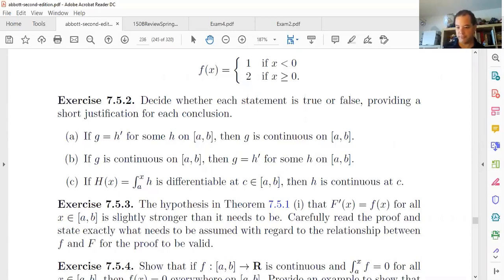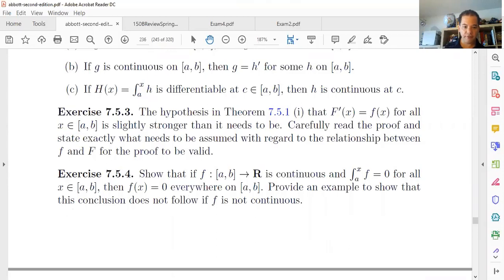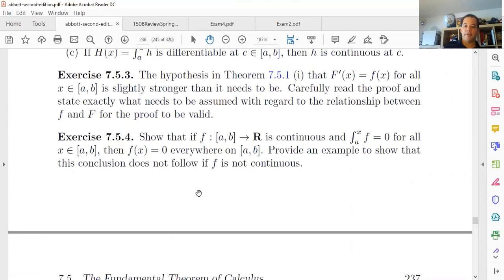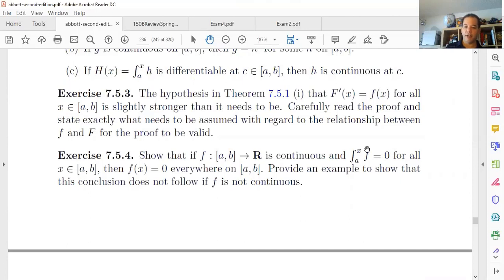Okay, we have like 5 more minutes. What else can we do? How about this one? Number 4. If we have a function that is continuous and this is 0 for every x, then the function is 0.